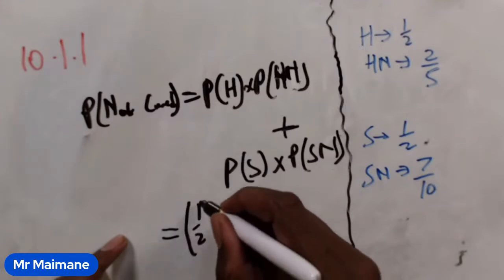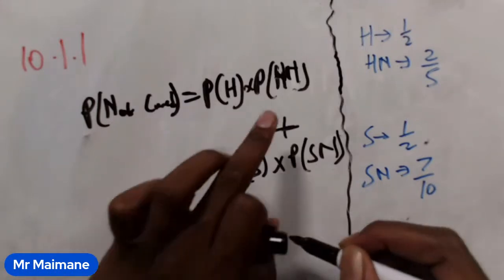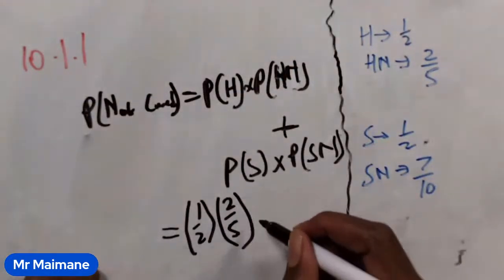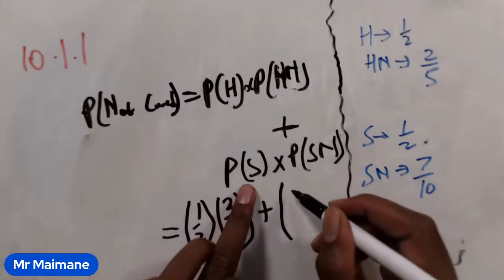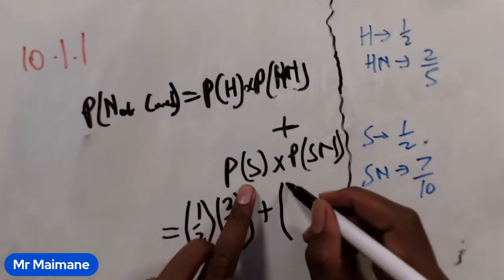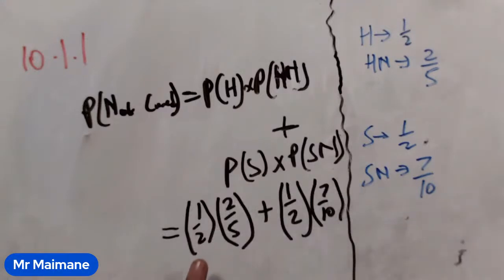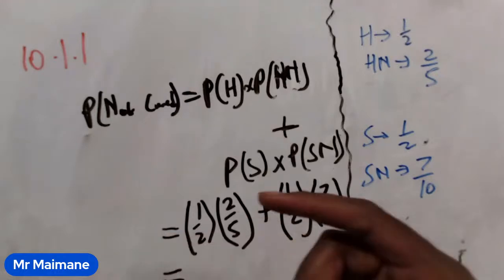It's going to be 1 over 2 for this value here, multiplied by 2 over 5, plus half multiplied by 7 over 10. So like I say, half, which is the headache pill, multiplied by the ones that were not cured from the headache pill. Then you add the sugar pill multiplied by the ones that were not cured from the sugar pill. And this is the answer that we get.